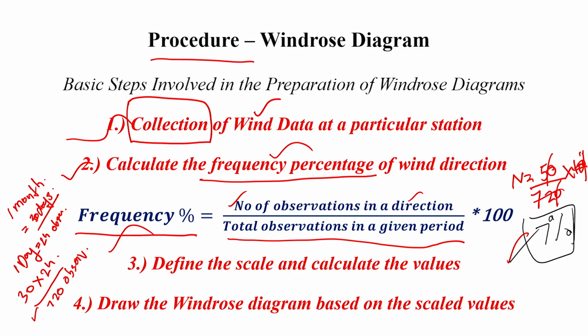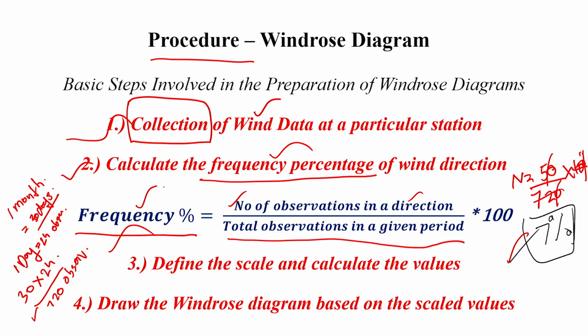This is a very important step, your frequency calculation. I hope you understood this step. The number of observations from a particular direction divided by the total number of observations multiplied by 100 will give you what is called the frequency percentage.